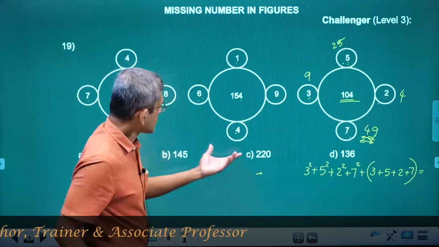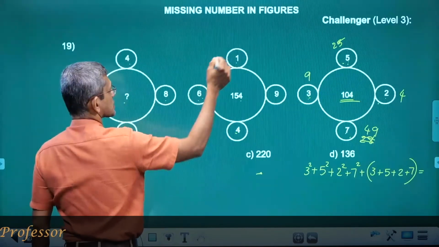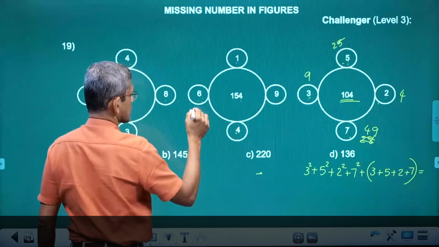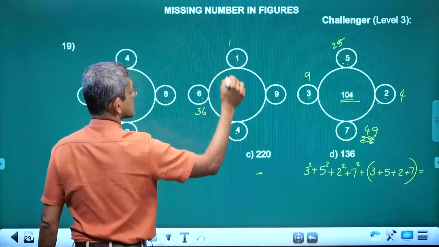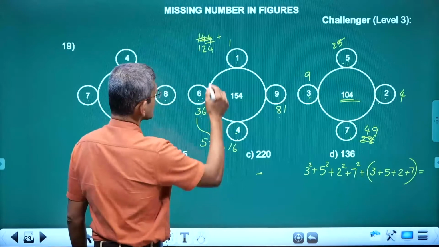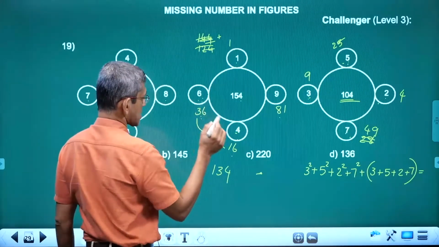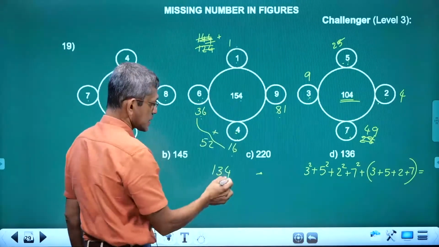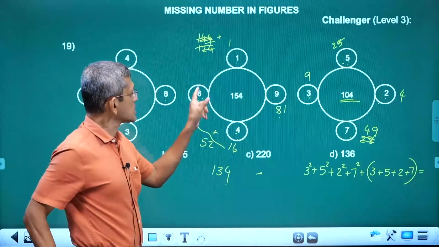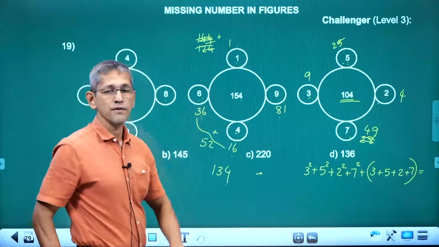And we need to verify if that pattern is applicable here. Let's check it out. This is 1 square plus 36 plus 16 plus 81. So 36, 1, 81, and this is 16. If you add it up, what you get is 134. That 134 plus the sum of these numbers, 6, 1, 9 and 4, that's 20. So 134 plus 20 is 154.